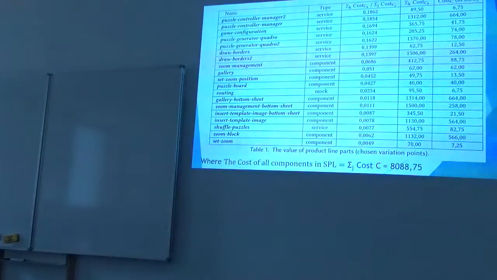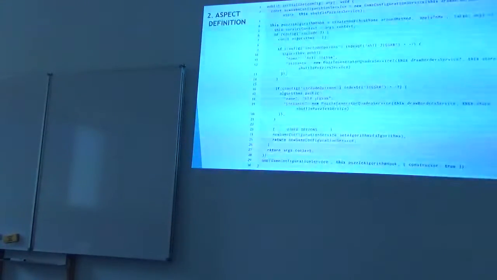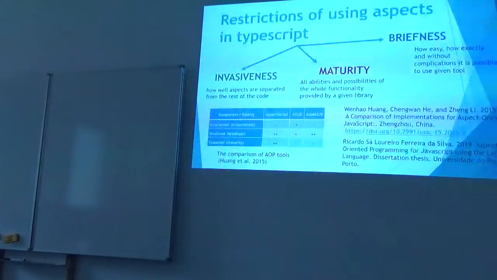The main approach is assessed by different metrics, as you could see from previous slides. I can return to them. They are related to using aspects at all: its invasiveness, maturity and briefness. And invasiveness is reached by separating the part of feature management from the business scope.